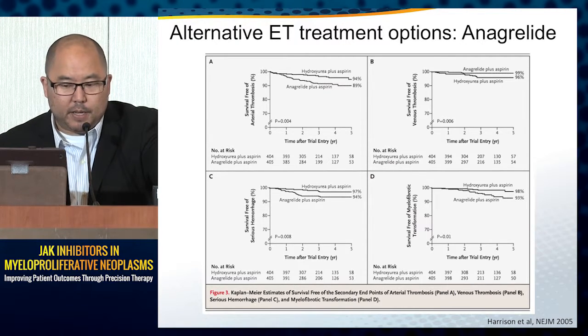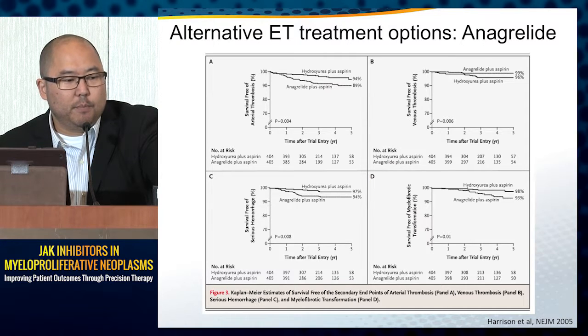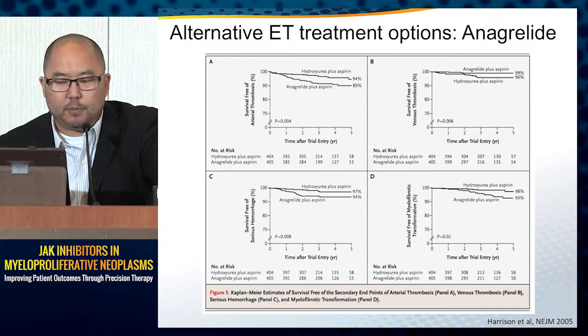So this has really been the fundamental basis by which, by most recommendations, people would favor hydroxyurea over anagrelide as first-line therapy for high-risk ET.